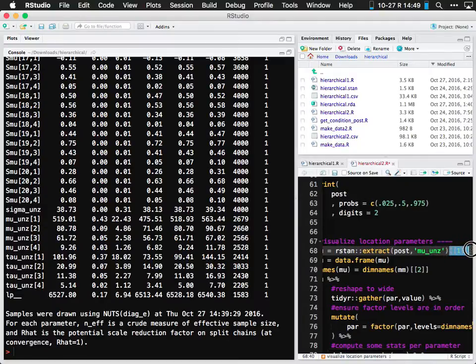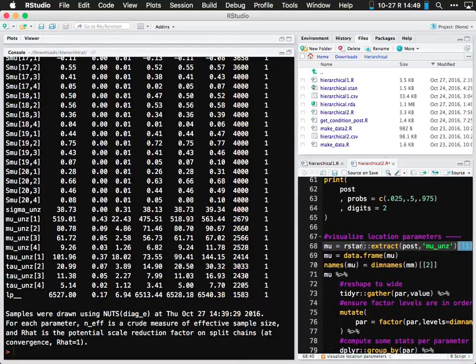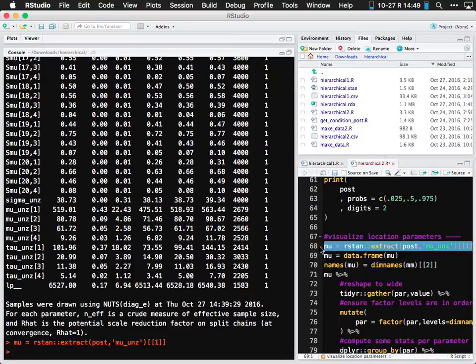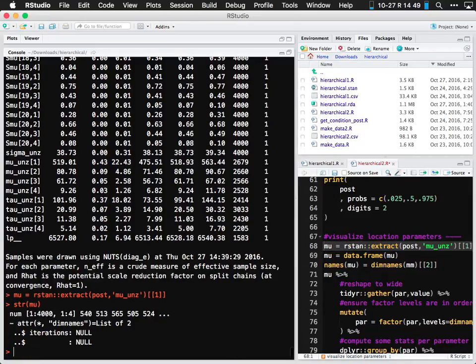You also have to put this square bracket 1, close square bracket. I find that a little bit annoying. But that gets you this thing called mu, which is already a matrix. What you get out is a matrix, str mu.